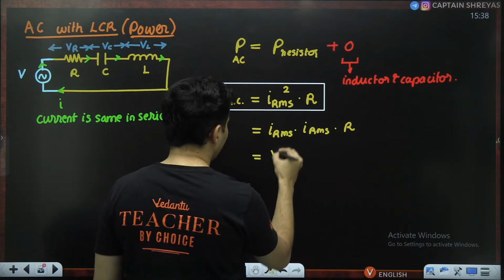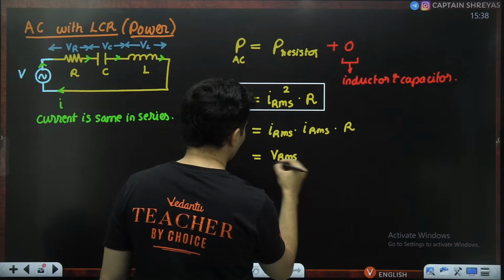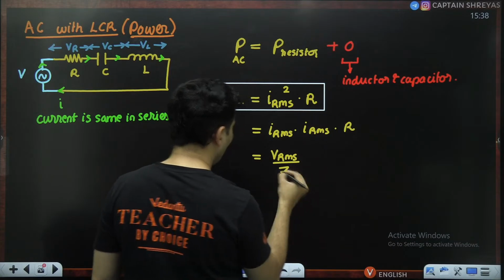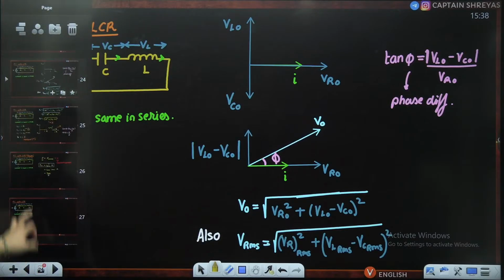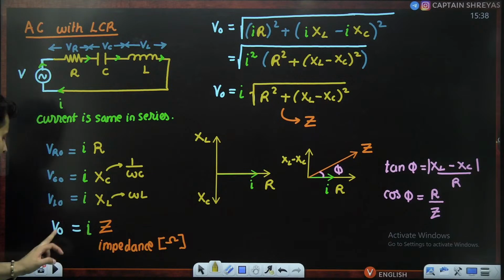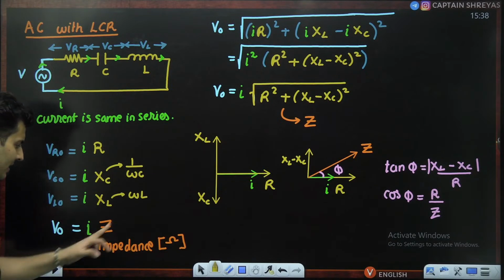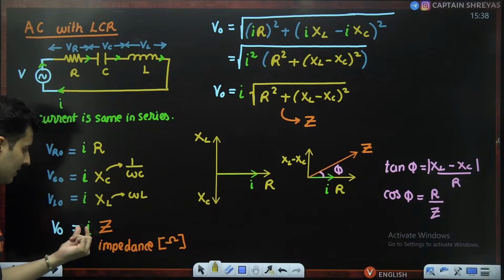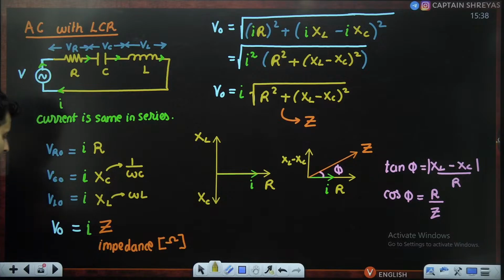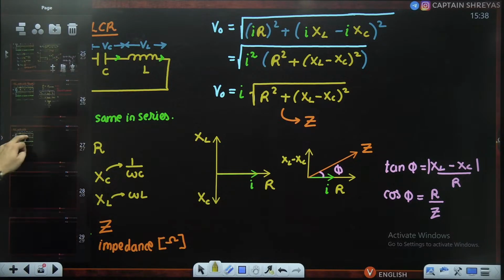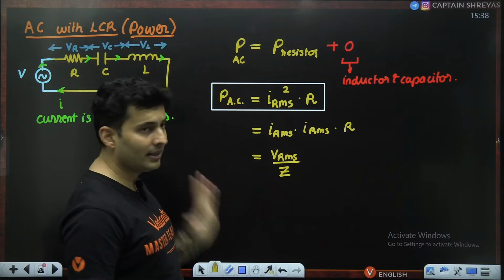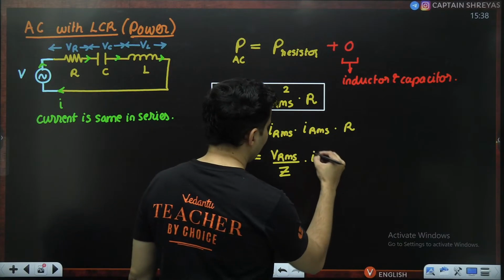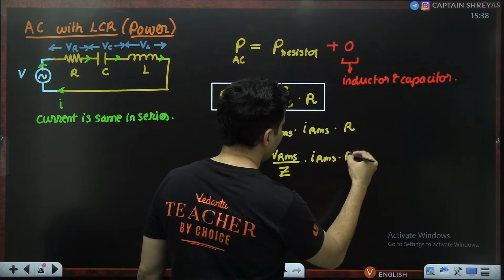Now IRMS, can I write it as VRMS divided by Z? Obviously, current is voltage by resistance. Current is voltage by resistance, but resistance over here is impedance. This is the total voltage, this is the total resistance, which is called the impedance. So I can just say the total current in the circuit is the total voltage by the impedance, as it is into IRMS into R.